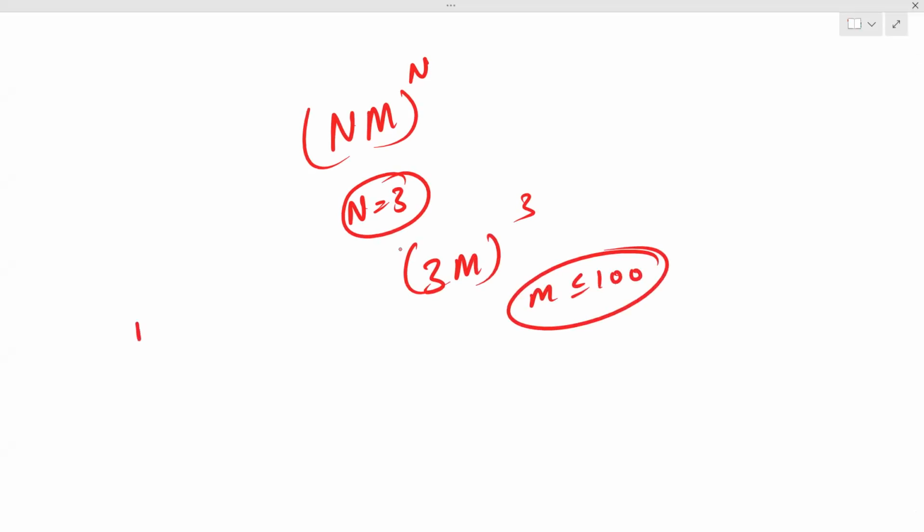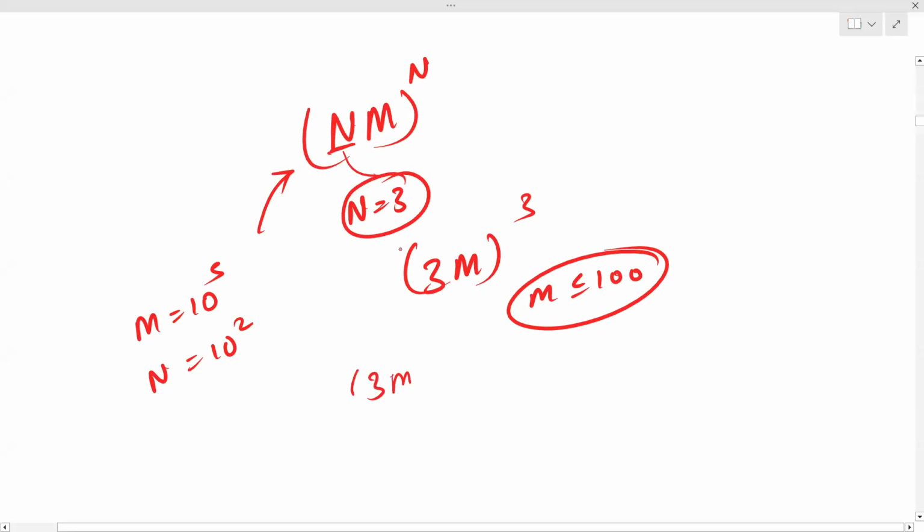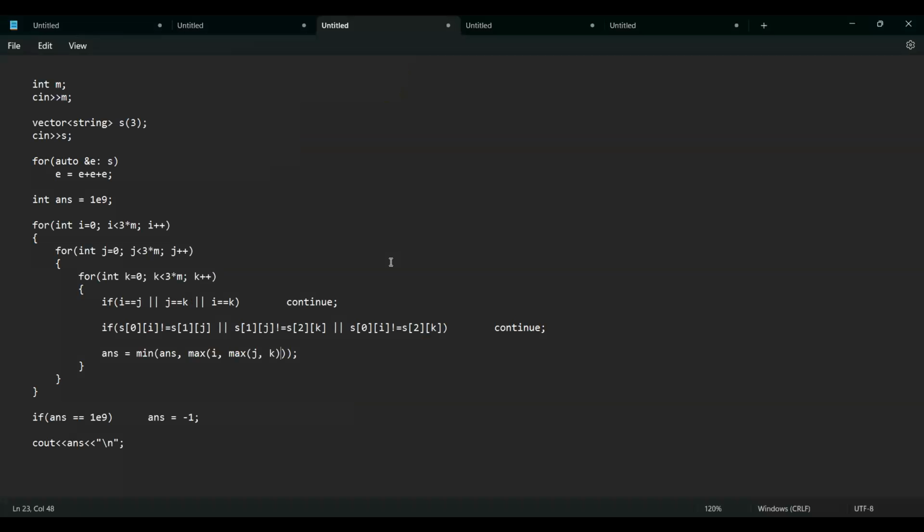In that hard case, m is 10 to the power, I think, 5, and n is 10 to the power 2. So this won't work there. Like this is the time complexity, right? Okay, got it. So in this problem, n is fixed to be 3. So that's why it's 3m cube. Okay. So this is clear to everyone, right?